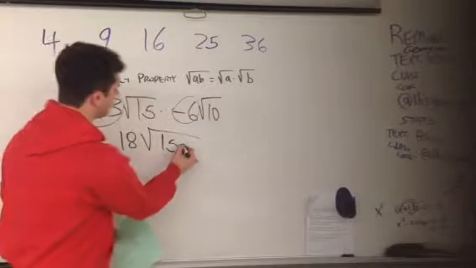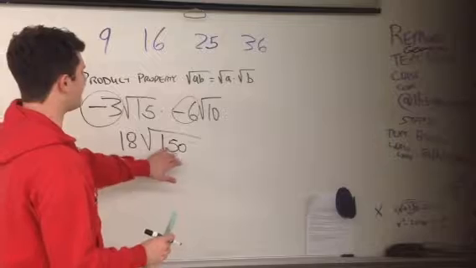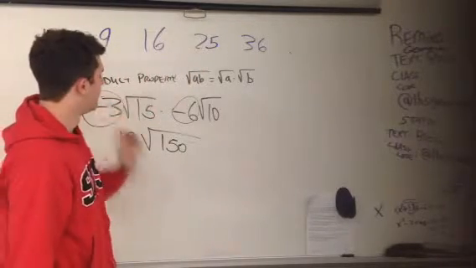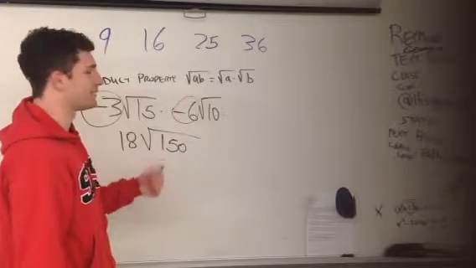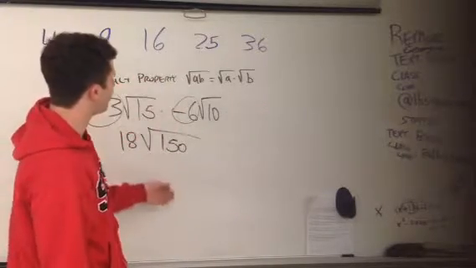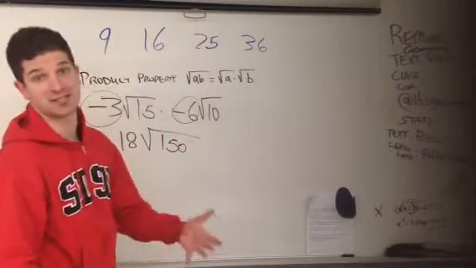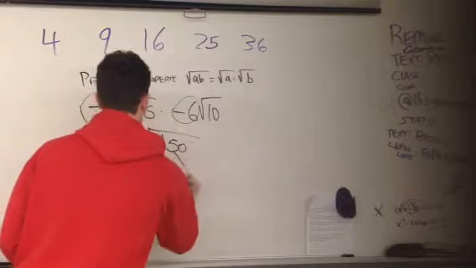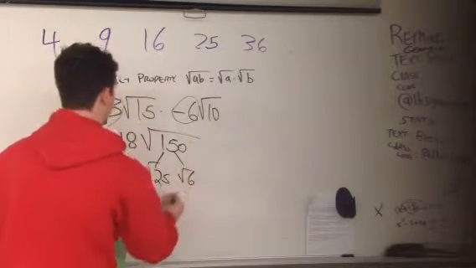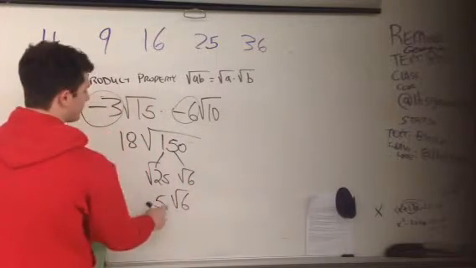Okay, now what I need to do is break down the square root of 150. So I can see I have my perfect squares up here. I like to think about this like $1.50, right? So I know that quarters go in $1.50. How many quarters would I have in $1.50? Well, I'd have 6. So this is the square root of 25 times the square root of 6. The square root of 25 is simply 5. And so 5 square root of 6.